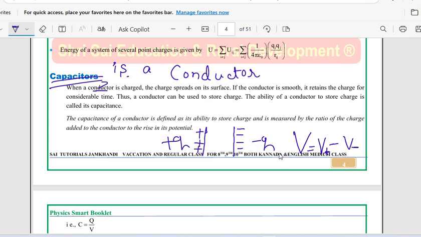The potential difference between the two plates of the capacitor is called the potential of a capacitor. Now, coming to the concept. When a conductor is charged, the charge spreads on its surface.